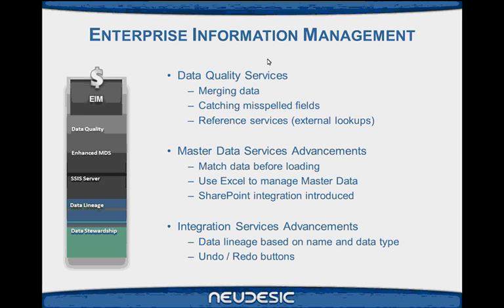So with enterprise information management, there's 3 major sections I'm going to cover. There's data quality services, which you'll be using for merging data. You'll also catch misspelled fields here, and reference services, which this is something that many people have done in the past with external lookups, but it's never been done so easily at this point. And I'll get into some of the details of that in the next few slides here.